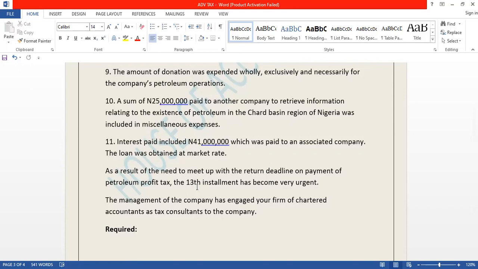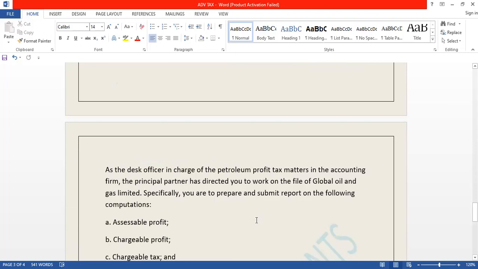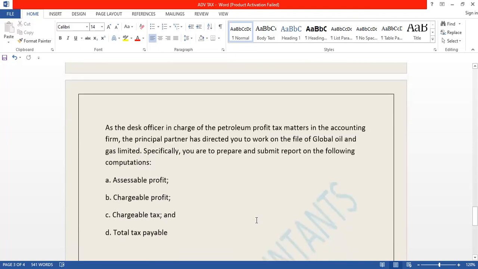The management of the company has engaged a firm of chartered accountants as tax consultant to the company. Required. As the desk officer in charge of petroleum profit tax matters in the accounting firm, the principal partner has directed you to work on the file of Global Oil and Gas Limited. Specifically, you are to prepare and submit reports on the following computations: assessable profit, chargeable profit, chargeable tax, and total tax payable. Okay, so thank you very much.